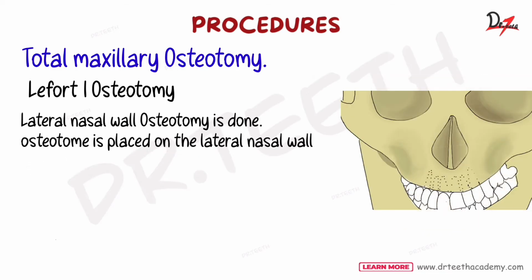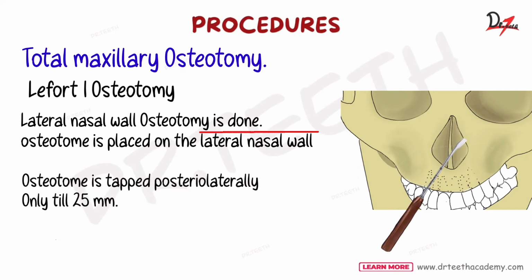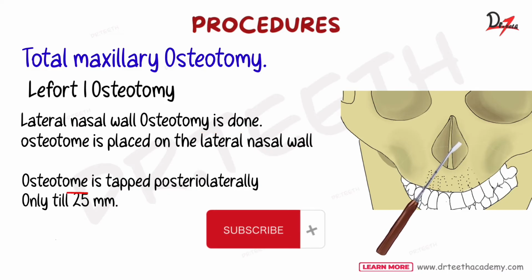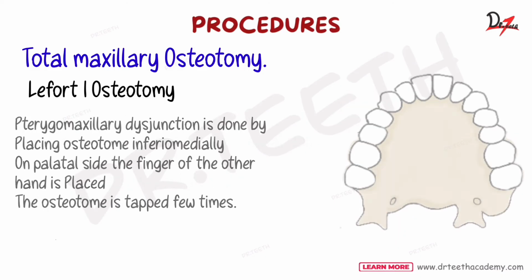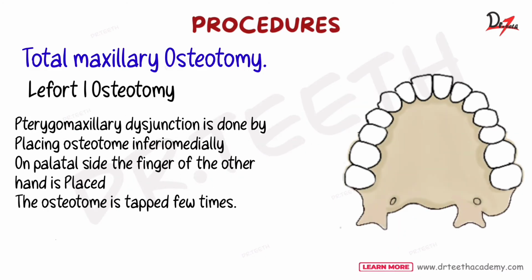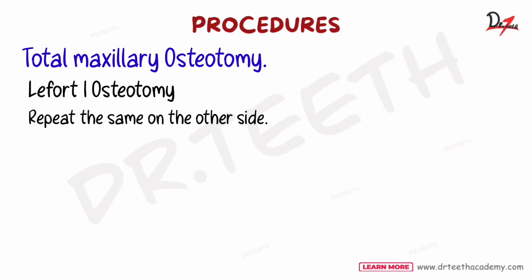Now we are going for lateral nasal wall osteotomy. So the osteotome is placed on the lateral nasal wall, and you have to tap posterolaterally. Tap the osteotome, and you have to tap only till 25 millimeters. Then after this, do pterygomaxillary disjunction. We will place the osteotome inferomedially. On the palatal aspect, you will place the finger of the other hand, and you have to tap the osteotome. This will lead to disjunction. And then repeat it on the opposite side as well.